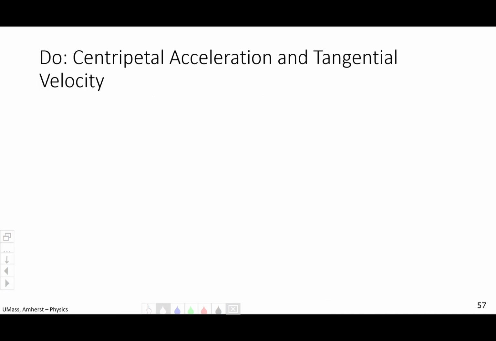Okay, now I'd like you to do the centripetal acceleration and tangential velocity worksheet. That is really all the work that I have for you for this week for the rotation unit. I honestly have no idea what day you'll get to this. If it's Friday, great, finish it in class.